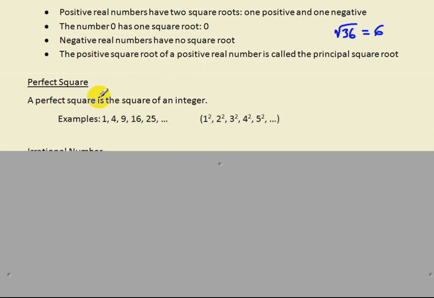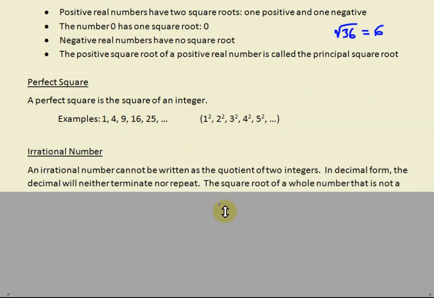Okay, a perfect square is the square of an integer. So if you take 1 squared, you get 1. 2 squared will give you 4. 3 squared will give you 9. 4 squared will give you 16, etc. And on it goes into infinity.